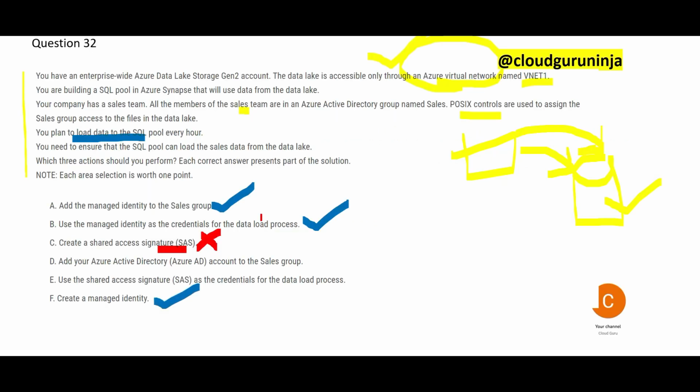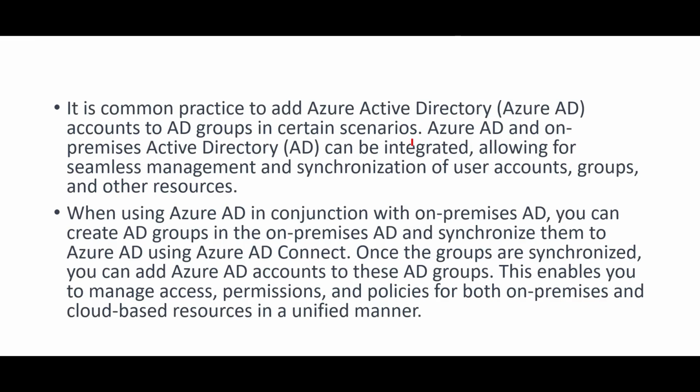Now option D says that you add your Active Directory accounts to the sales group. Can this be done? Yes, but probably only in one scenario. You have a scenario where on premises you have AD and in the cloud you also have AD. You have to synchronize. That is the only scenario where this is done.